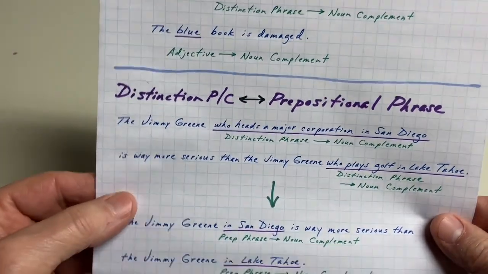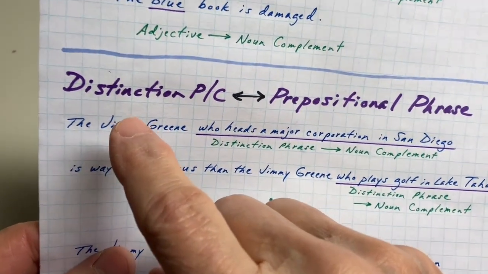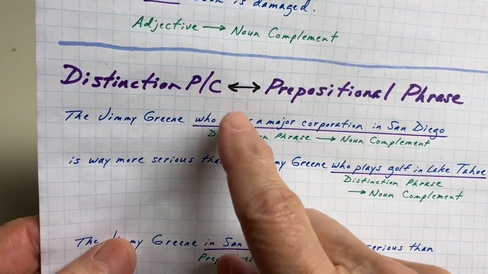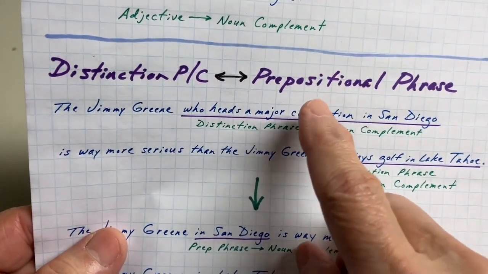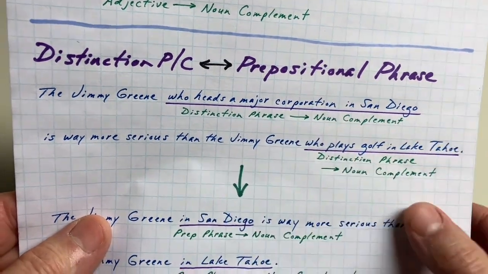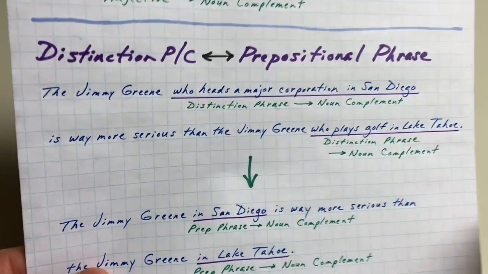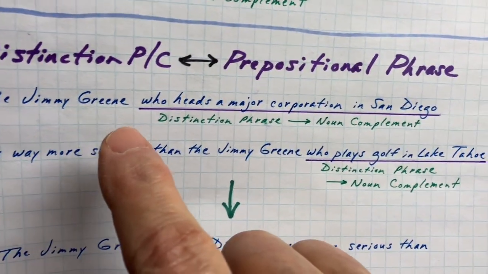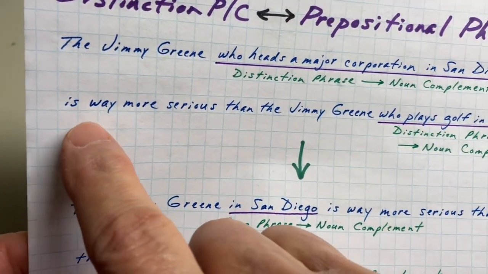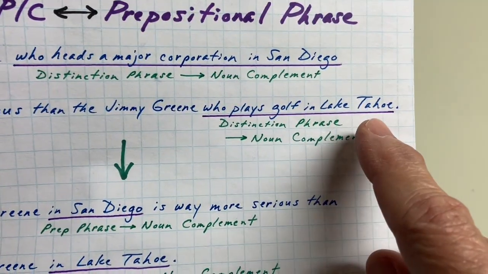So in my last video, the previous one, I made the claim, or stated the premise, that the distinction phrase or clause used as a noun complement has an association with the prepositional phrase used as a noun complement. So let's look at the example that I gave. The Jimmy Green who heads a major corporation in San Diego is way more serious than the Jimmy Green who plays golf in Lake Tahoe.